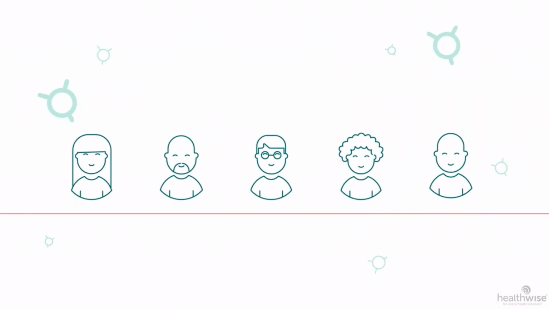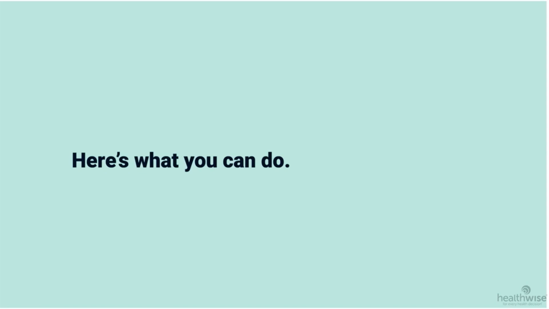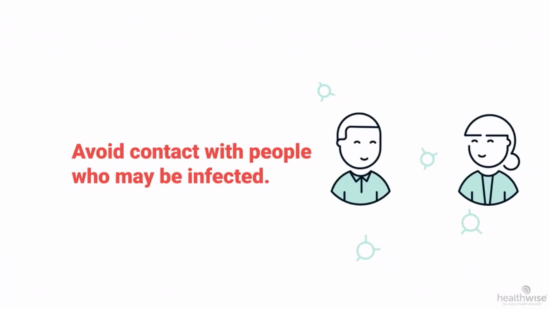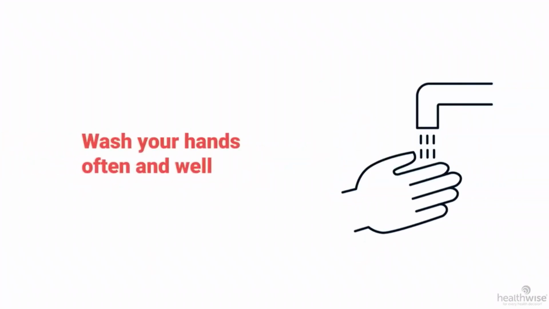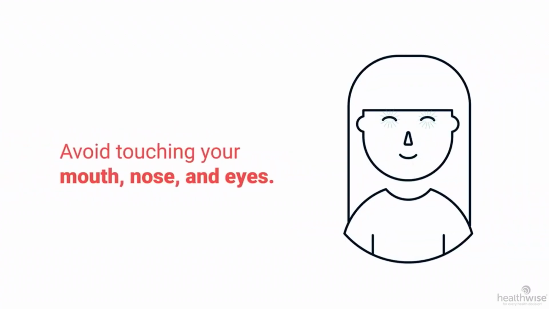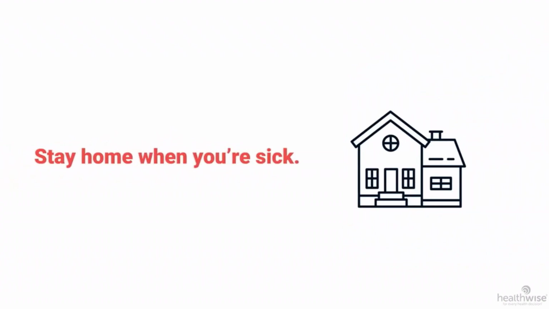Even if you don't feel sick right now, it's important to protect yourself and others from getting sick and spreading the infection. Here's what you can do. Limit where you go in your community, and stay home to avoid people who may be infected. It's also important to wash your hands often and well, especially after you cough or sneeze. Use soap and water and scrub for at least 20 seconds. If soap and water aren't available, use an alcohol-based hand sanitizer. Avoid touching your mouth, nose, and eyes. Stay home when you're sick, and ask people not to visit you.